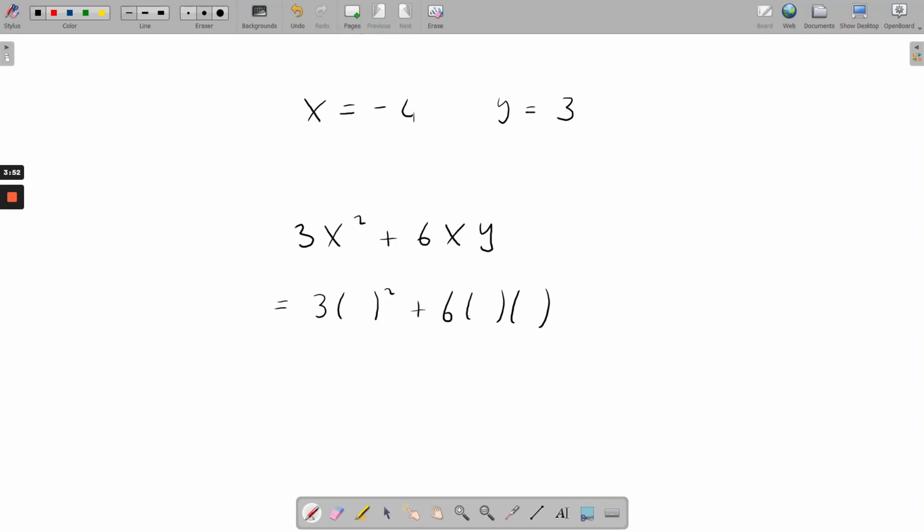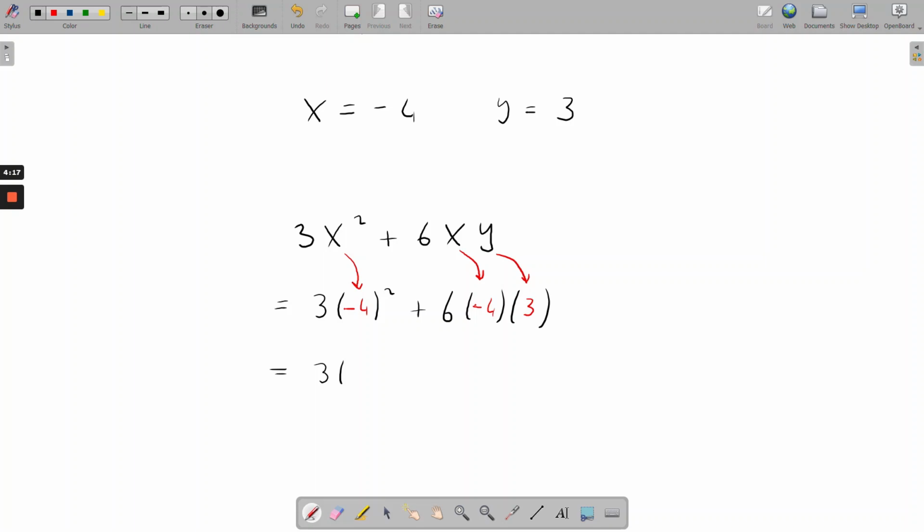So we're going to just insert our letters in, so x is going to be down here, y is going to be down here, and then you can see x squared is going to go into this side. So let's put them in, that's going to be minus 4, this one here is going to be minus 4 again, and then this one is going to be 3. So we go back, equals 3, and then we're going to take minus 4.